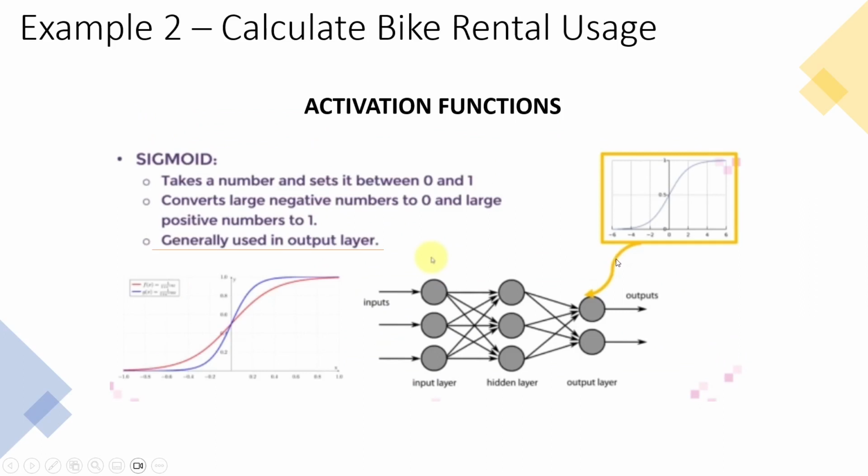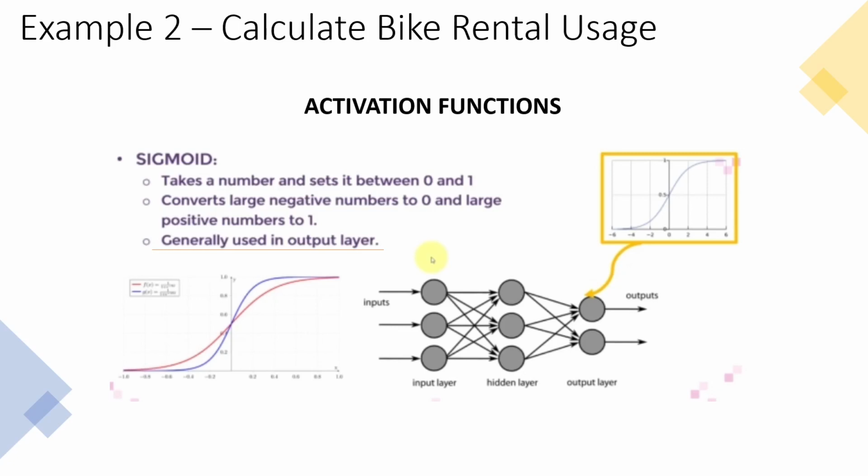We covered all this stuff. So we can have a sigmoid function here as well. For more complex networks, while we define the layer, we need to define the activation functions as well. And for the sigmoid function, it takes a number and sets it between 0 and 1.